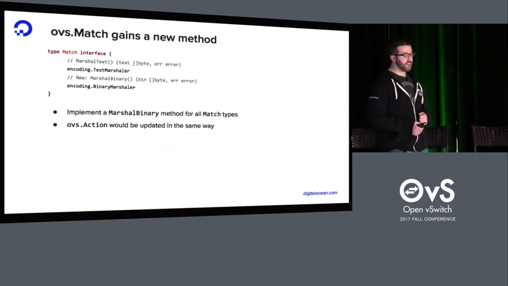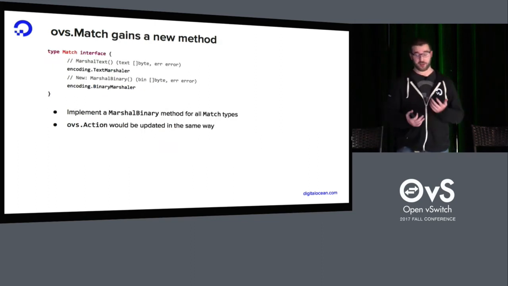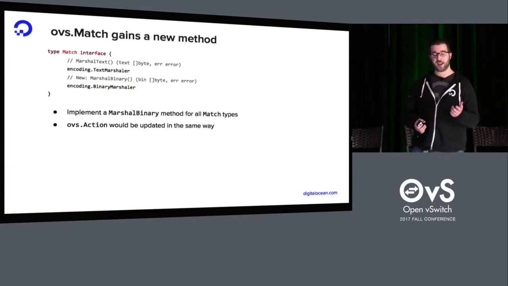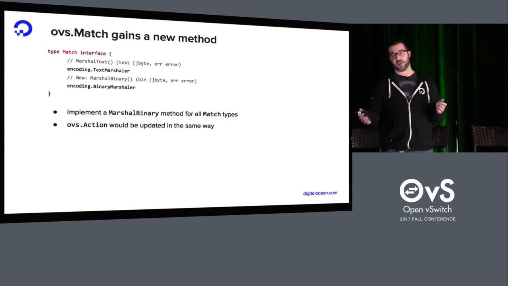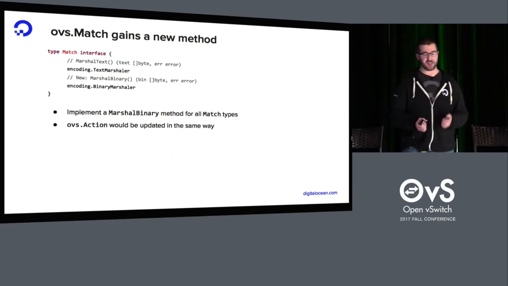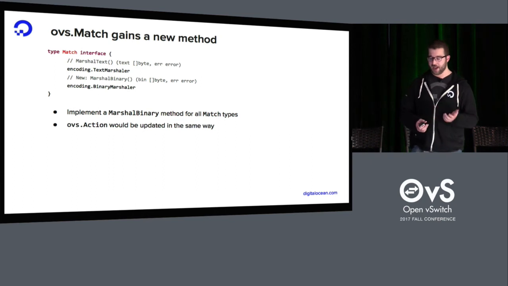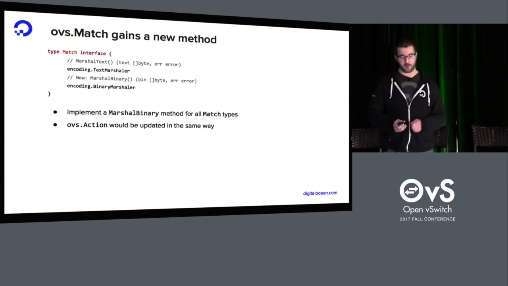In this case, our match interface and our action interface both gain new methods. So we have this text marshaller, MarshalText method, but we'd also have this MarshalBinary method as well. And we just need to implement this for all of our match types to spit out the equivalent OpenFlow. The action interface would be updated in exactly the same way.